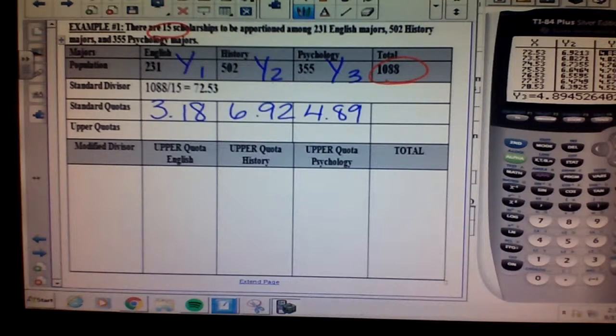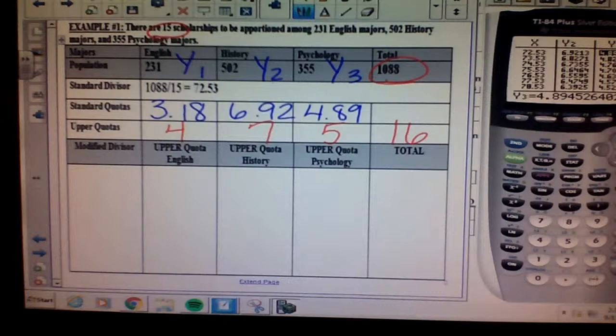That totals up to be. Upper quotas. Remember, no matter what the decimal is, that whole number goes up. So 3 becomes a 4, 7, 5. And you said that's going to equal me out to what? 16. So you need to go down. Remember, I'm only giving out 15 scholarships.